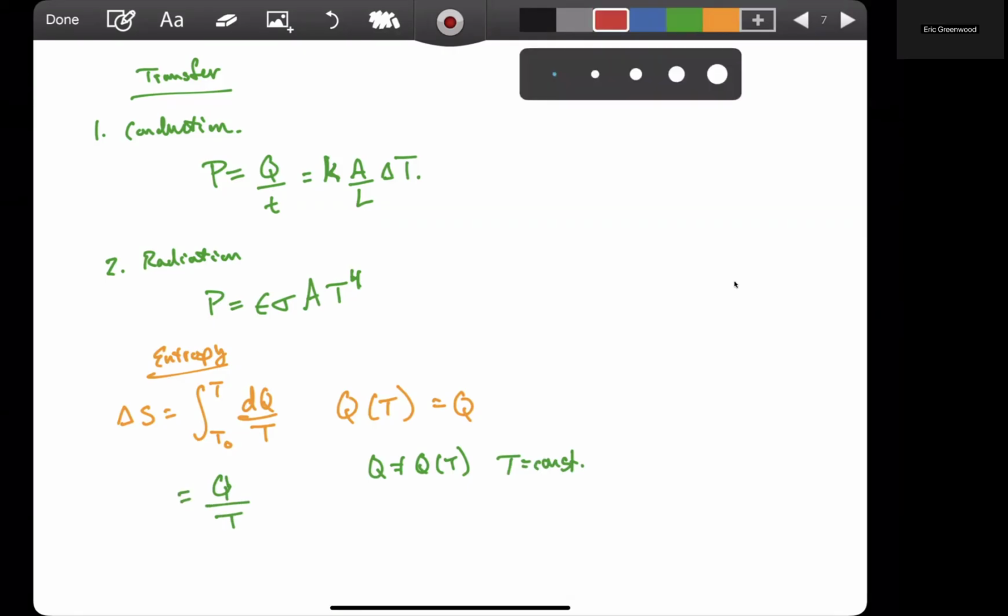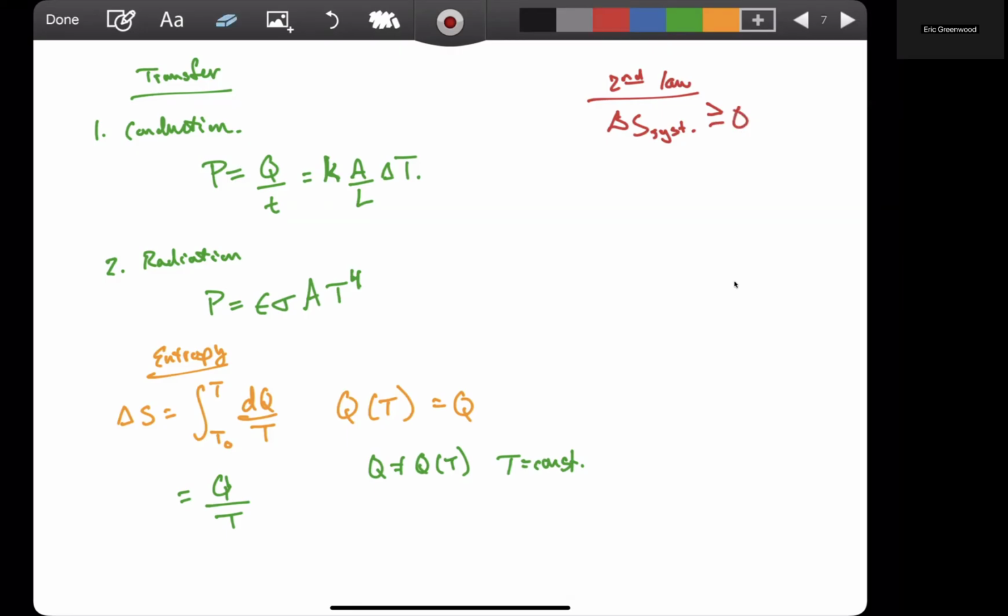That brings us to the second law. The second law says that the change in entropy for a system must either be equal to, sorry, not negative, positive or equal to 0, meaning that it is equal to 0 for a reversible process and not equal to 0 for an irreversible process.